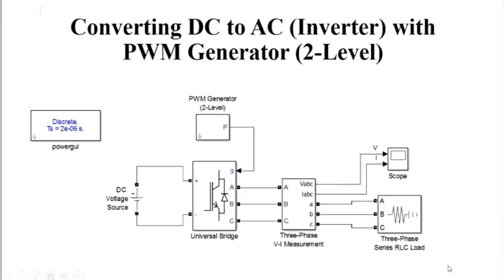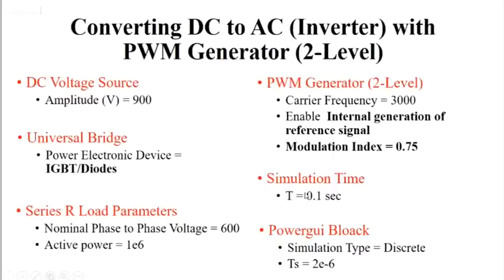In this we have taken the series RLC load, universal bridge and three phase VI measurement device. We are taking a DC voltage source of 900 volt. The universal bridge is of IGBT diode type, and the R load is of 600 volt, and the active power required by this is 1 megawatt. Similarly, the PWM generator two level has a carrier frequency of 3000. You can change your carrier frequency according to your design. And in this, let me show you something first.